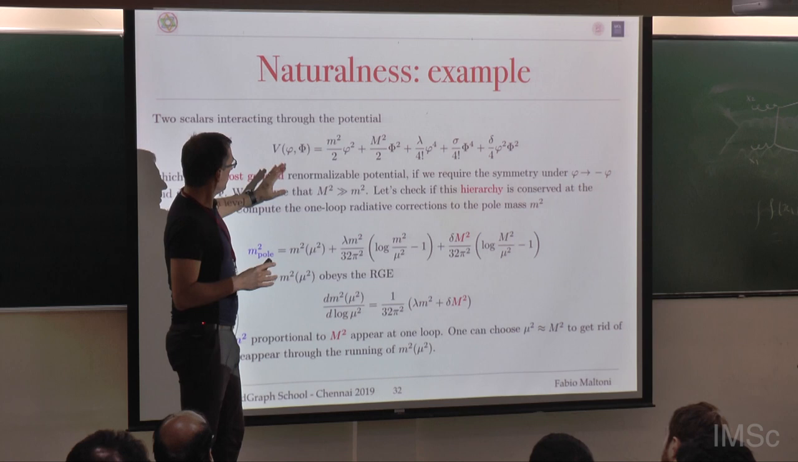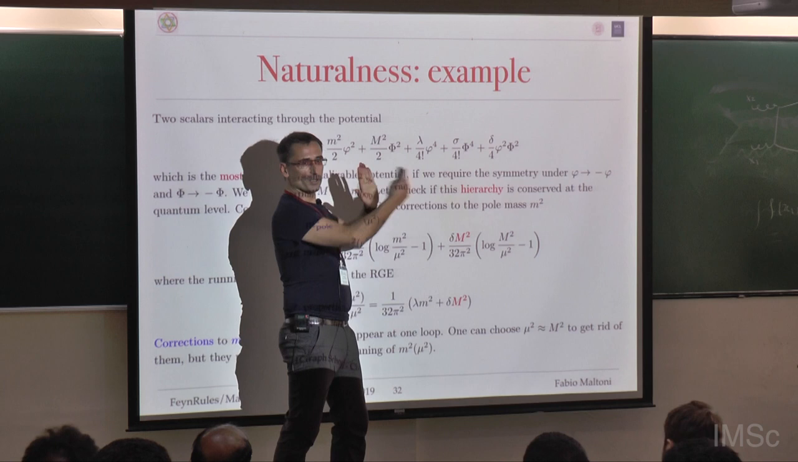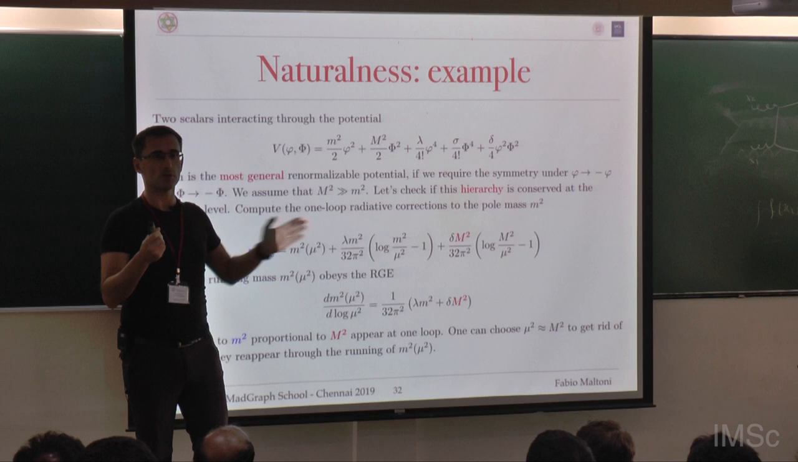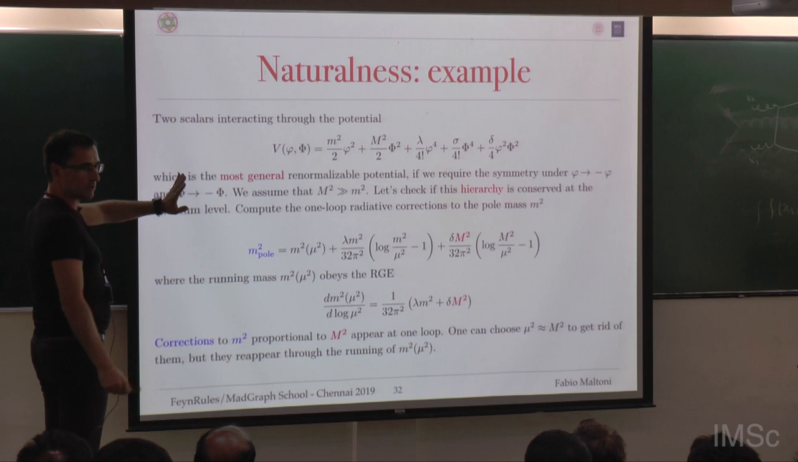Okay. So you take two scalars. You write the terms that you can write by being renormalizable. There are only four, plus one, because they can talk to each other, right? And it's like the single doublet of the standard model. It's like that, they talk to each other. So now what you do, you keep it Z2, you don't break anything. You don't do any symmetry breaking or anything.